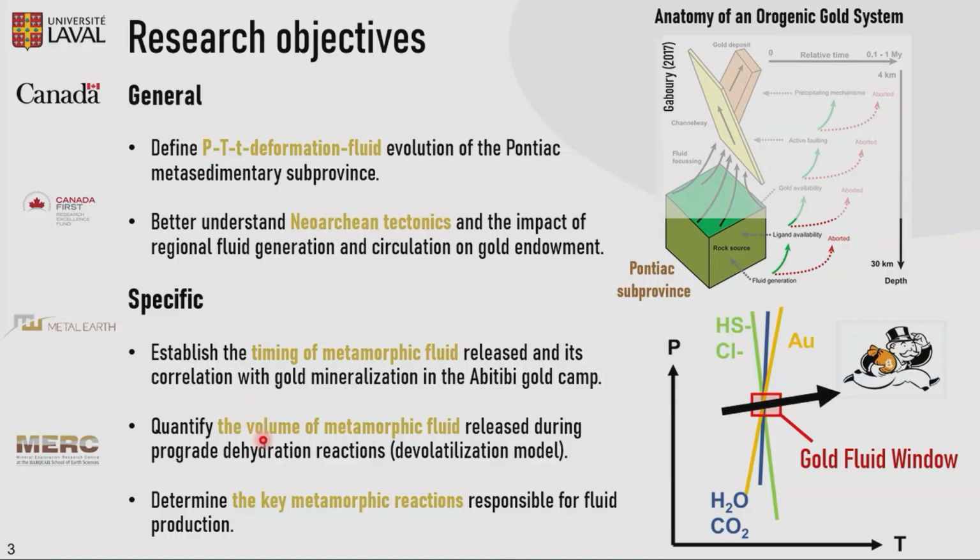I'm going to try to quantify the volume of metamorphic fluid released during prograde dehydration reactions. So here we're looking for other elements like sulfur, carbon, and other metals that are going to be released during these reactions. I'm going to try to determine the key metamorphic reactions responsible for fluid production, especially looking for hydrous phases like muscovite and chlorite, and also pyrite and pyrrhotite reactions. So ideally, we want to look in a PT diagram for the gold fluid window. What are the best conditions during prograde metamorphism to have this gold fluid window?